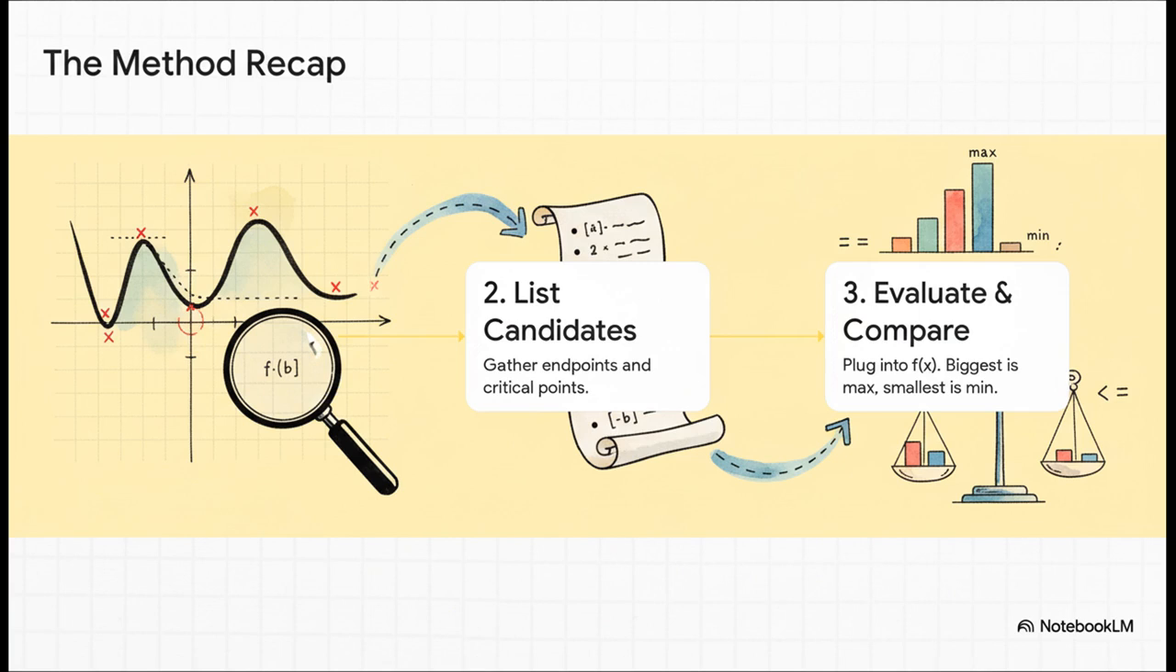Step 2, make your list of candidates. That's all your critical points plus your 2 endpoints. Step 3, plug them all into the original function and just compare the values. The biggest is your max, the smallest is your min. That's it. That is the foolproof map to every absolute max and min you'll ever need to find.